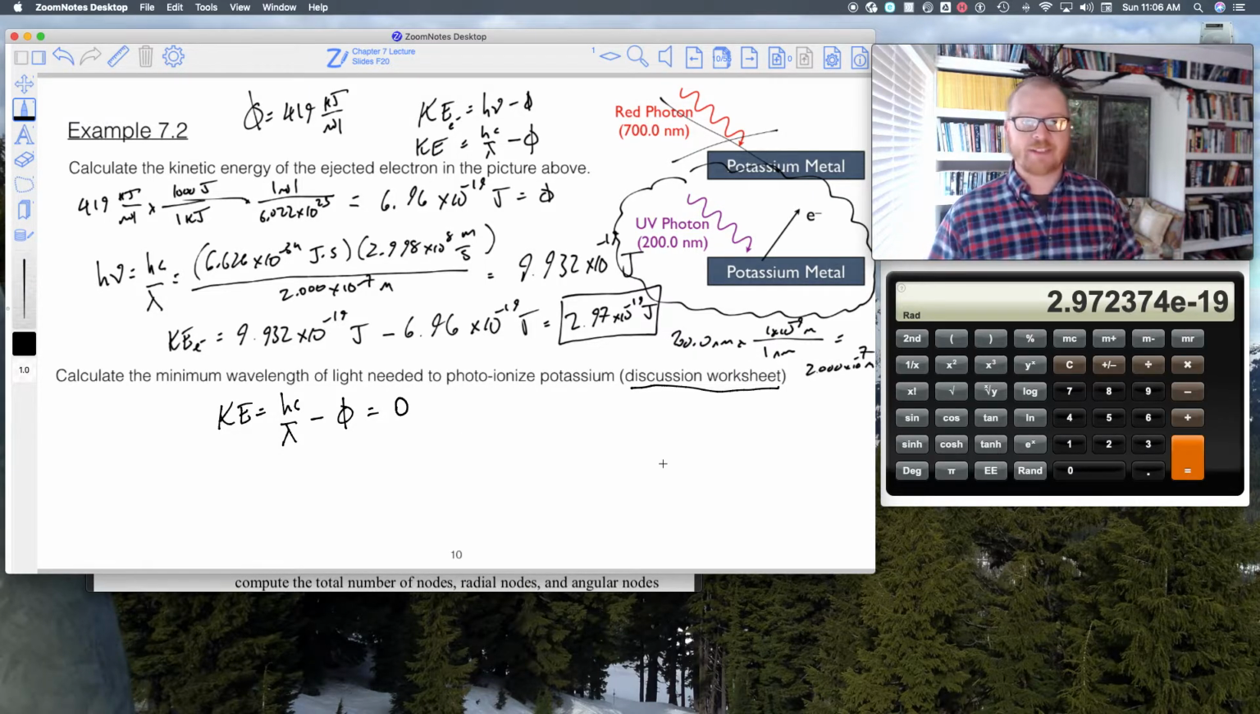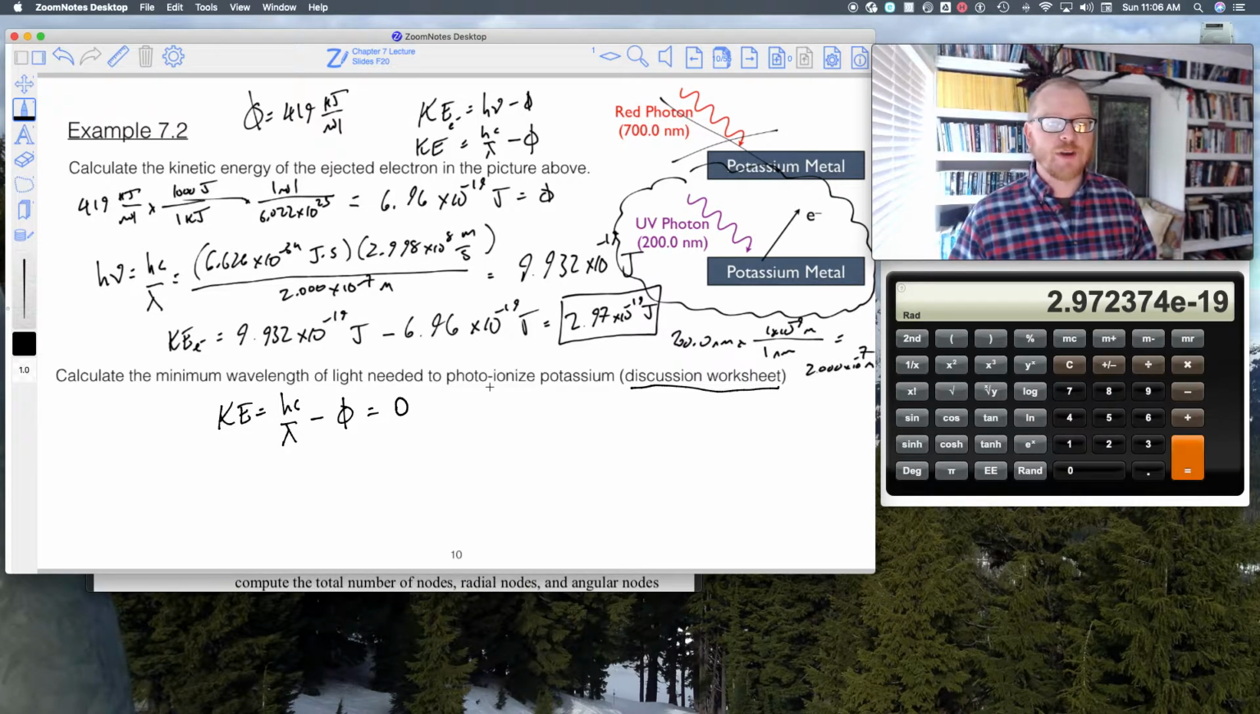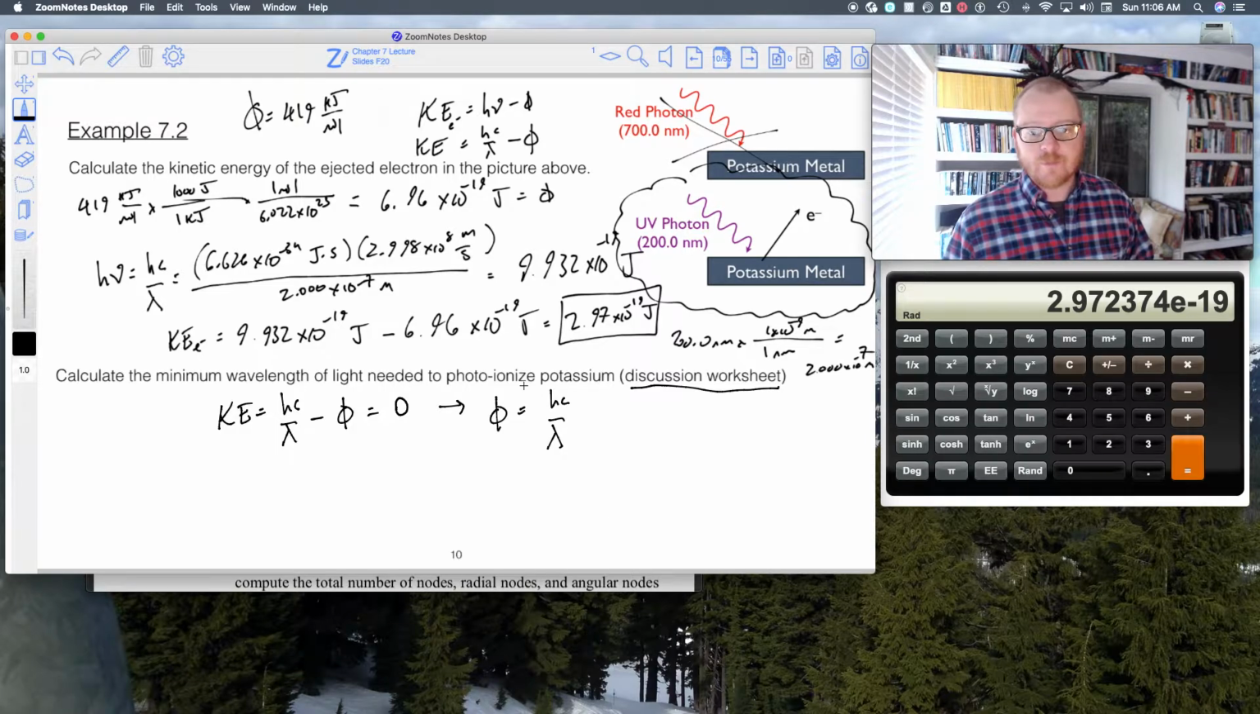Okay, hopefully that makes sense. And so now what I can see, if I wanted to rearrange this, doing the algebra here, is phi equals hc over lambda. And I'm going to keep doing the algebra because they asked me for the minimum wavelength, right? So rearranging now, that's going to be lambda equals hc over phi. Okay, so it's as simple as that.